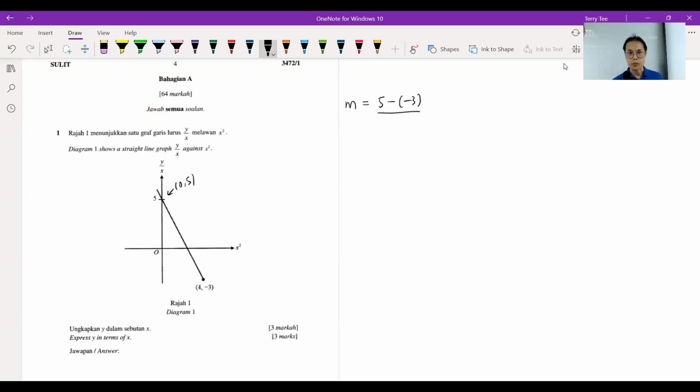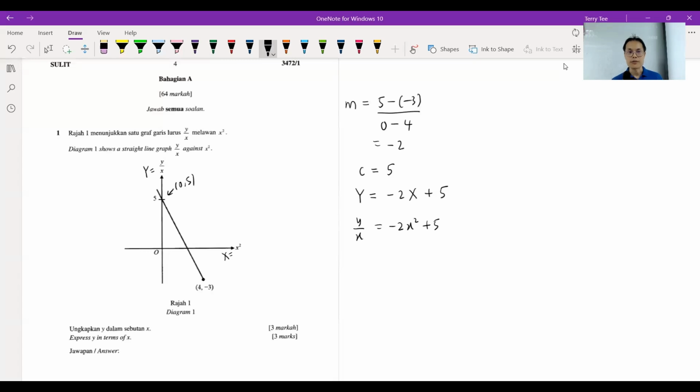I'm using y2 minus y1 over x2 minus x1. This will be 8 divided by -4, answer -2. And my y-intercept or my pintasan y is now 5. So when you form the equation of a straight line, we use Y equals to mX plus c. And notice I use capital Y because the capital Y represents the variable or pemboleh ubah in your y-axis. The capital X represents the pemboleh ubah or the variable in your x-axis. So your big Y is now y over x, and your big X is now x squared.